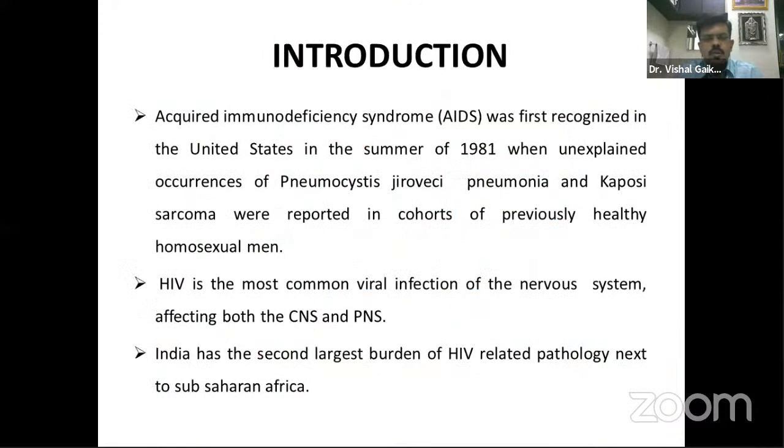Just to introduce, as we all know, in 1981, AIDS was first recognized because there were multiple cases of Pneumocystis carinii pneumonia and Kaposi sarcoma detected in the US. And till now, HIV is the most common viral infection of the nervous system, which can affect both the central nervous system as well as the peripheral nervous system. After sub-Saharan Africa, India is the second largest burden for HIV-related pathology.